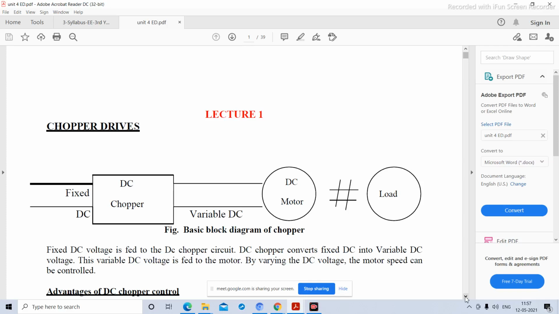So in the last lecture, we discussed the chopper. A chopper converts a fixed DC voltage into a higher or lower DC voltage. So the chopper can be used in DC motor drives. In this diagram, you can see the fixed DC voltage is supplied to the DC motor through the DC chopper, and a load is connected to the DC motor.